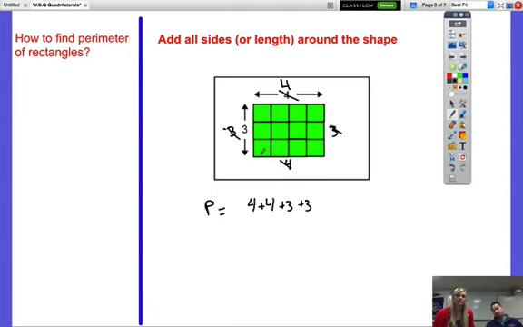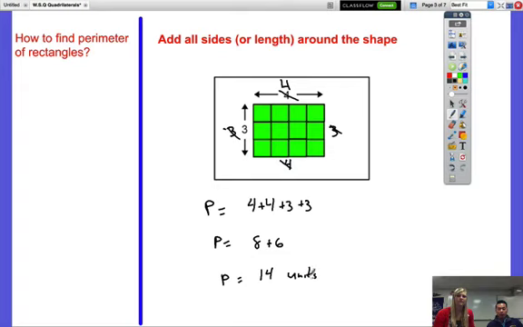Because as we progress through this, you guys will see irregular polygons and all sorts of a composite figure, which means more than one shape combined. So you'll want to make sure you have all sides included for perimeter. So my perimeter here would be 4 plus 4. That would be 8 plus 3 plus 3 is 6. And my perimeter here would be 14 units.